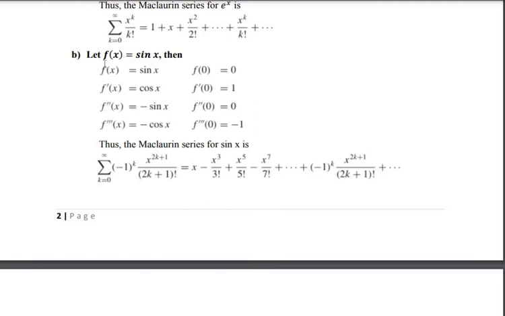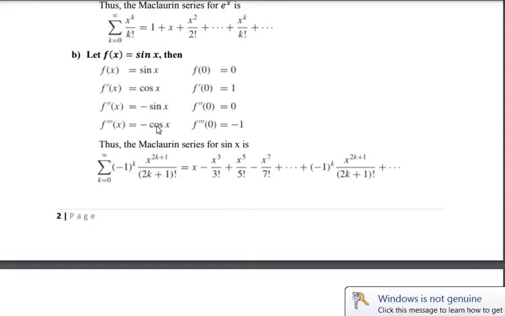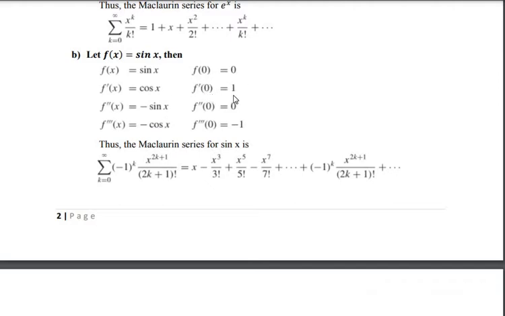And the second one, let f of x be equal to sin x. Then we can find out the derivatives. So f of x is sin x, then f dash of x is cos x, f double dash of x is equal to minus sin x, f triple dash of x is equal to minus cos x. So therefore f of 0 is equal to 0, f dash of 0 is equal to 1, f double dash of 0 is equal to 0, f triple dash of 0 is equal to minus 1.